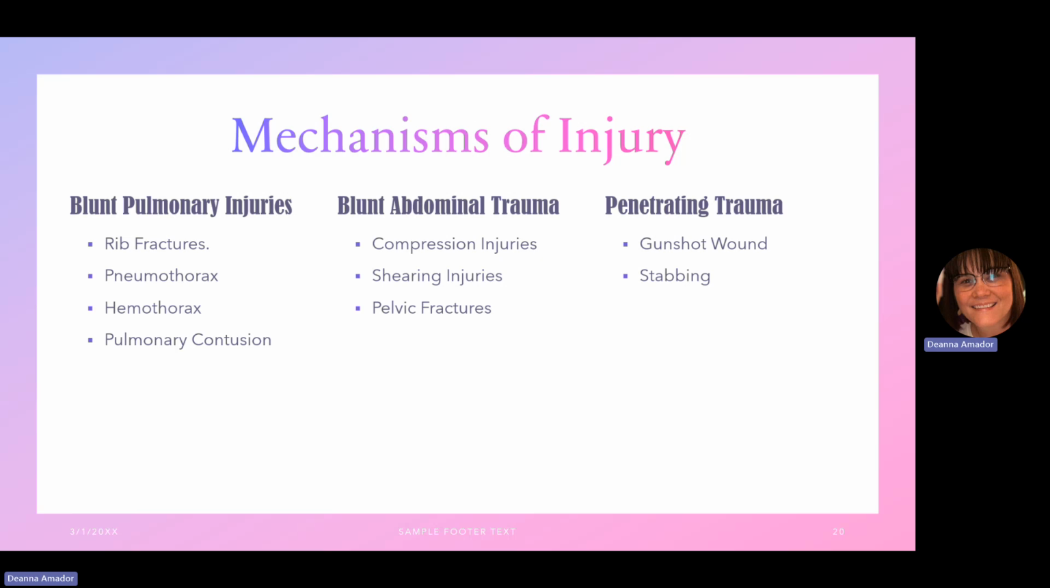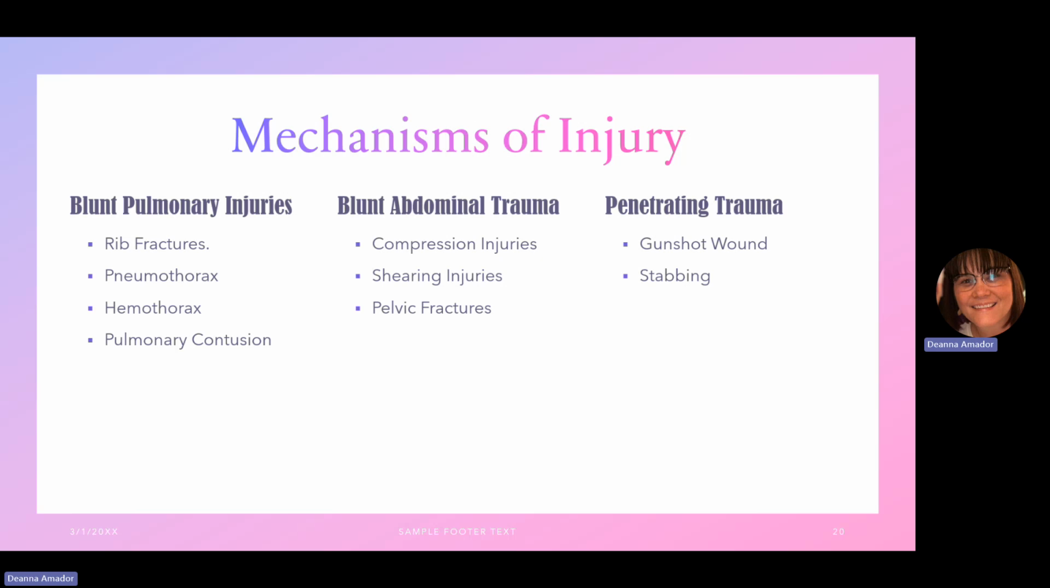Blunt abdominal injuries could be compression injuries, shearing injuries, or pelvic fractures. And then it's the same thing but it's in your abdomen. And then you have penetrating trauma, which could be gunshot wounds or a stabbing, like if someone stabbed you.